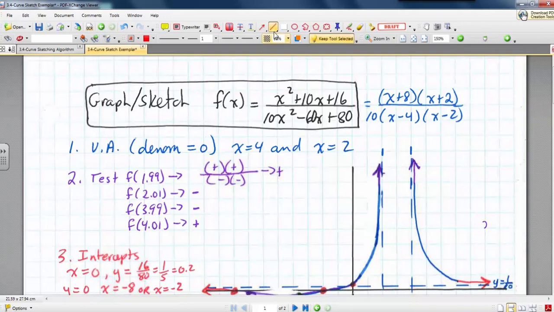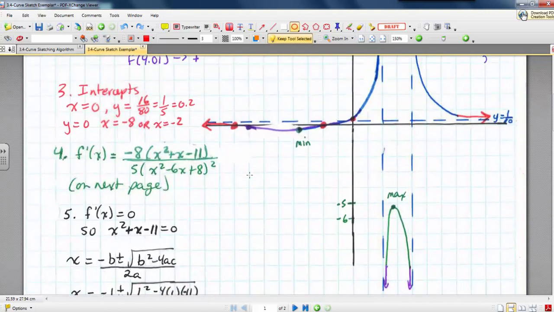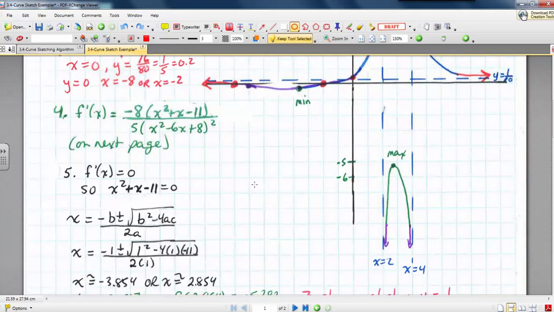So these two values right here basically are the ones that matter to me. If I look at that, I get some large number divided by 10 times that same large number, which is 1/10. So my horizontal asymptote is at y equals 1/10 or 0.1.